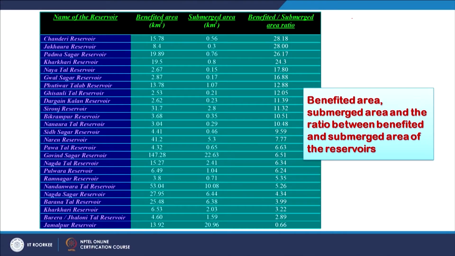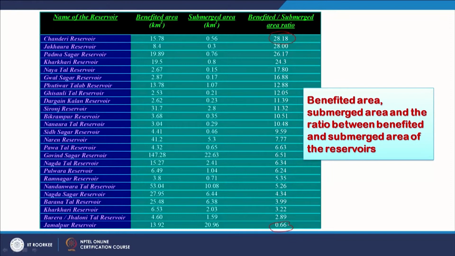And as you can see, sometimes you are getting a 28.18 ratio. That means if I submerge 1 square kilometer of area in the vicinity of this particular reservoir, the Chanderi one, there are chances that I will get 28 times return in the form of benefit area. It is a wonderful scheme. However, there are locations where this ratio is less than 1, 0.66.